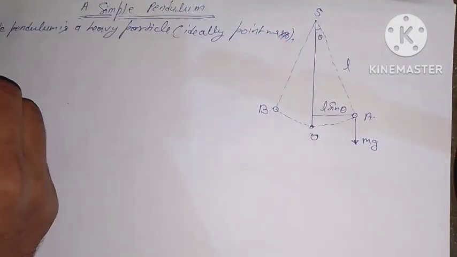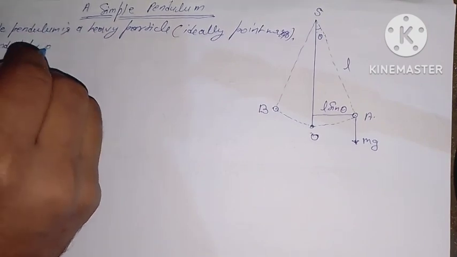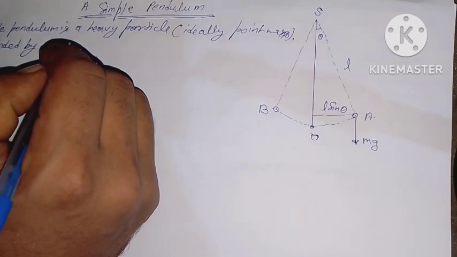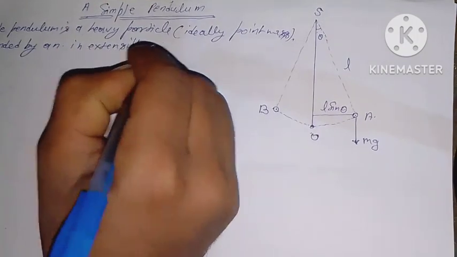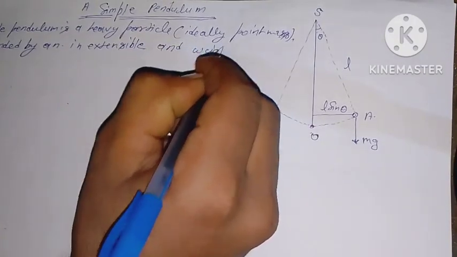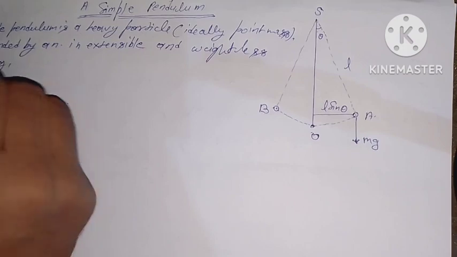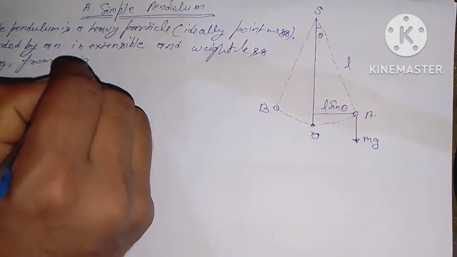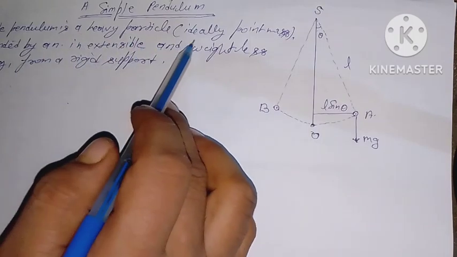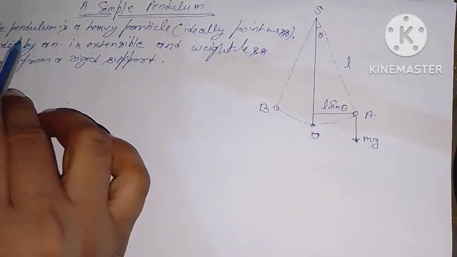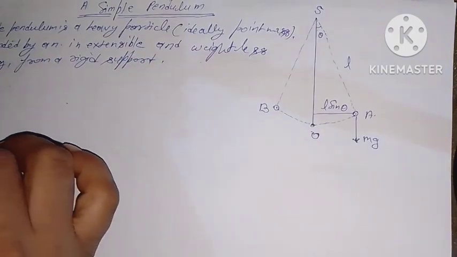A simple pendulum is a heavy particle, ideally a point mass, suspended by an inextensible and weightless string from a rigid support.